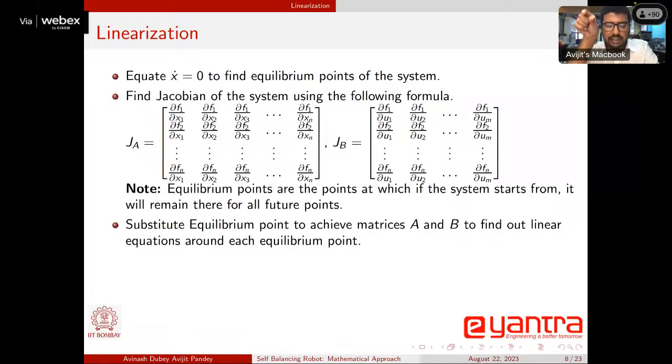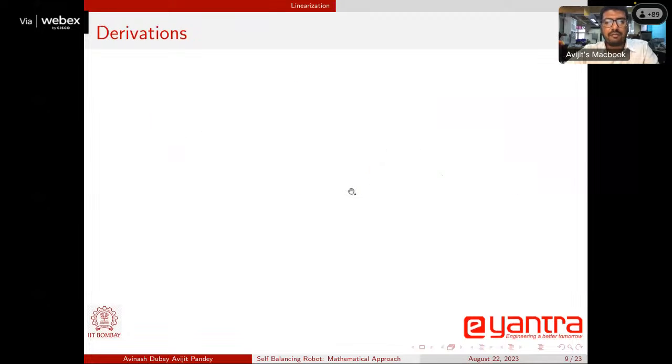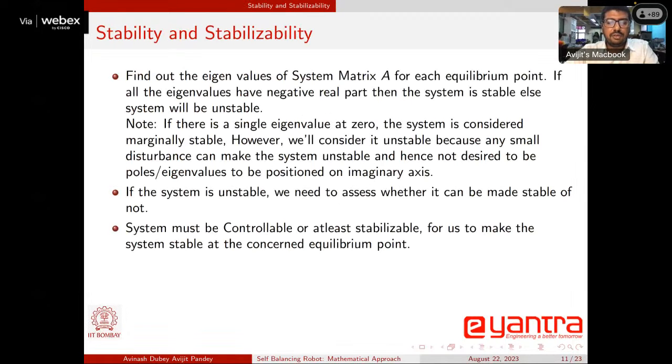Why do we linearize around the equilibrium point? We believe that in a very narrow range of the equilibrium point, the system behaves linearly. Then we substituted those linearized Jacobians into the A and B matrix. Now we have a set of equations which represent our system around the equilibrium point. Now we can find other properties of the system.